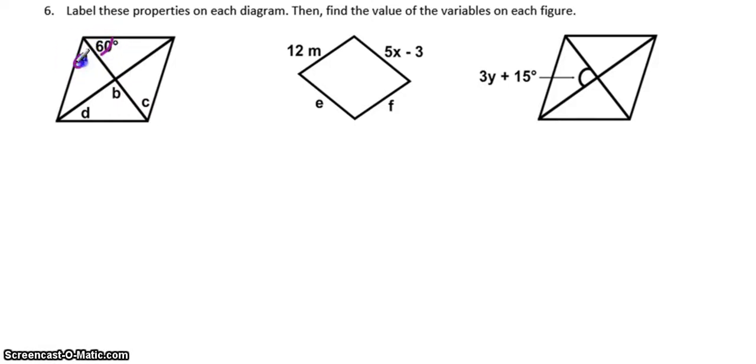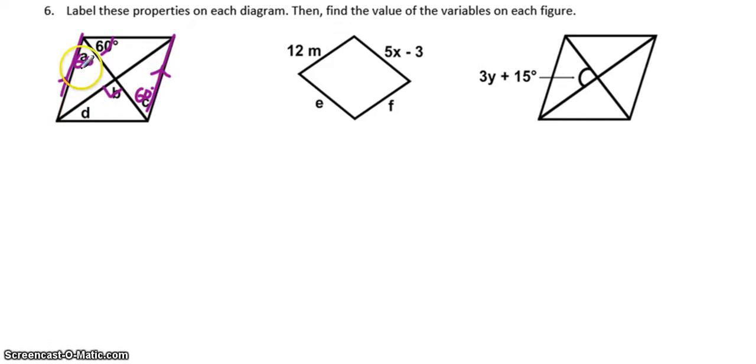So if this angle is 60, A will also be 60 degrees. For B, we said that the diagonals of a rhombus intersect at a 90-degree angle. They're perpendicular, so B will be 90 degrees as well. As for C, if we look here, this is 60 degrees, and since the opposite sides of a rhombus are parallel, just like in a parallelogram, A and C are alternate interior angles, and C is 60 degrees.